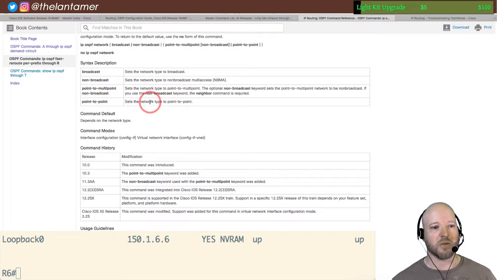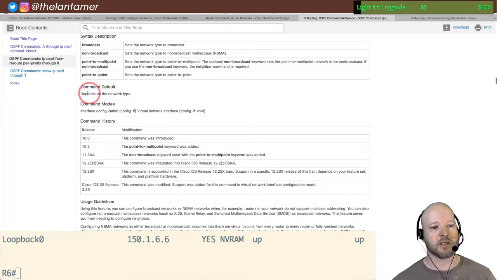And then point to point. So we got broadcast, just to review, non-broadcast, point to point, point to multi-point, non-broadcast. It looks like you can use point to multi-point without the non-broadcast keyword. And you can do point to point. Now this is interesting. The command default depends on the network type.